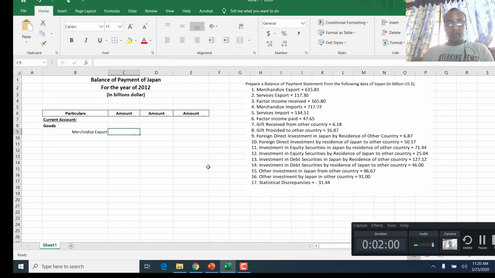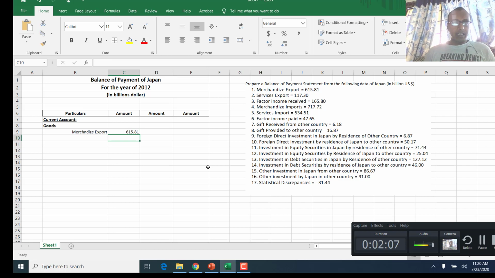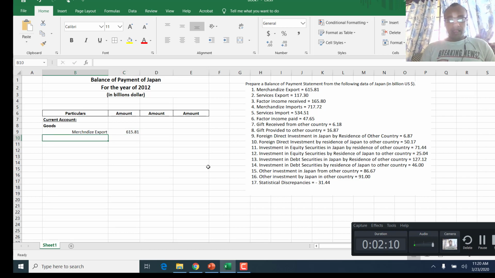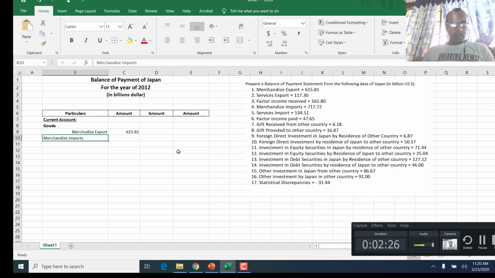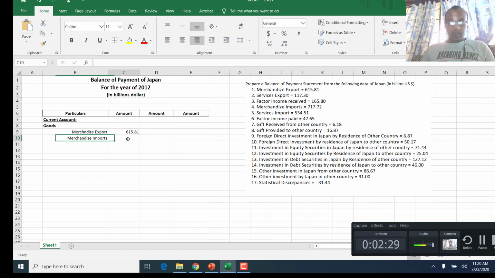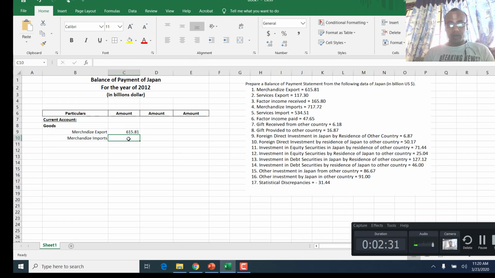If we export the merchandise we will receive the foreign currency, so it should be added, so I am adding it into the first column. Then merchandise imports in the fourth transaction. If we import the merchandise, we have to pay the foreign currency. That's why it should be in the minus, or deducted.